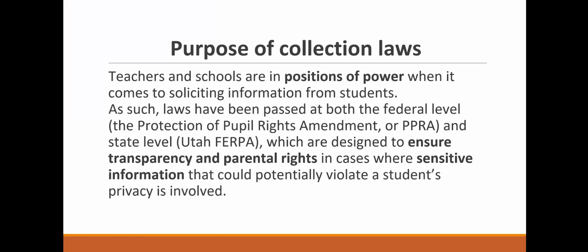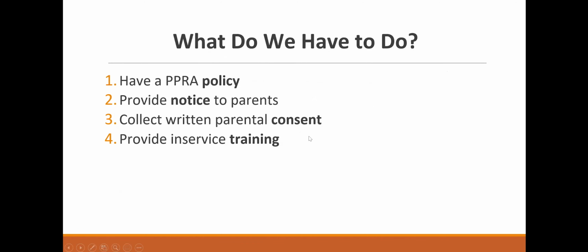We have the Protection of Pupil Rights Amendment, that's called PPRA, that's the federal amendment. And then we have what we call Utah FERPA, which is a little bit of a misnomer because what I described before is FERPA is about disclosure. But in this case, Utah FERPA is about collection. And so the main gist of these laws is to ensure transparency and parental rights when you're asking students information that could potentially be sensitive.